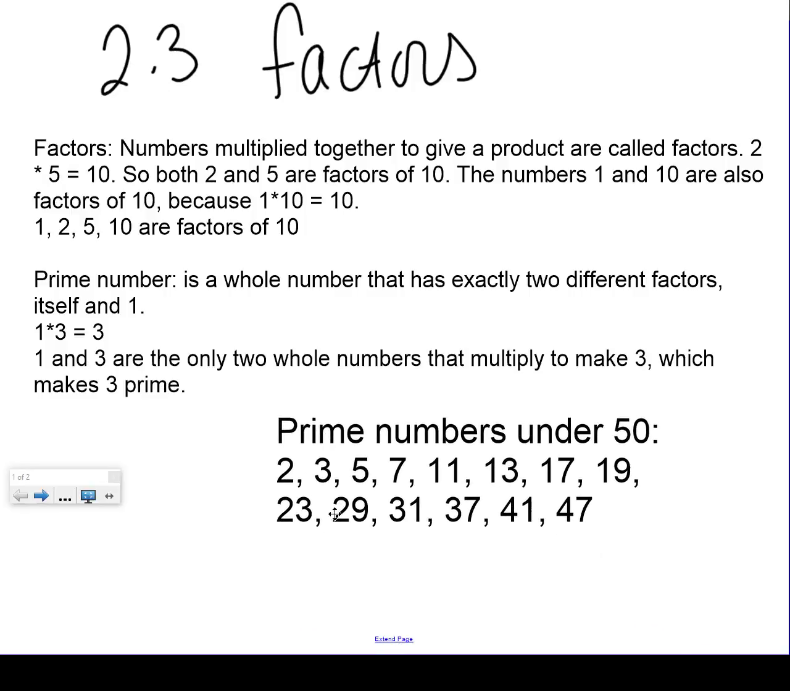So here is the list of prime numbers that are under 50: 2, 3, 5, 7, 11, 13, 17, 19, 23, 29, 31, 37, 41, and 47.